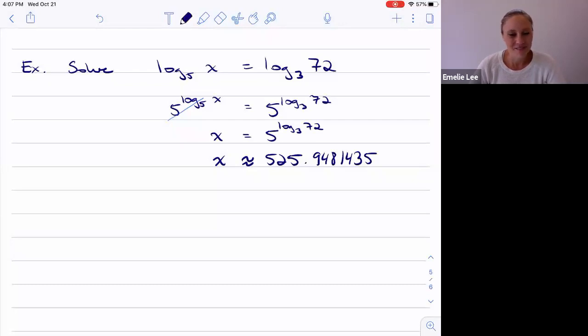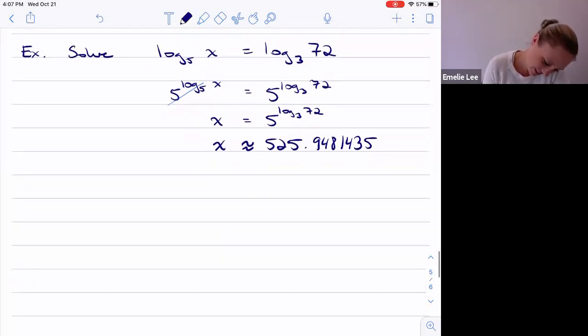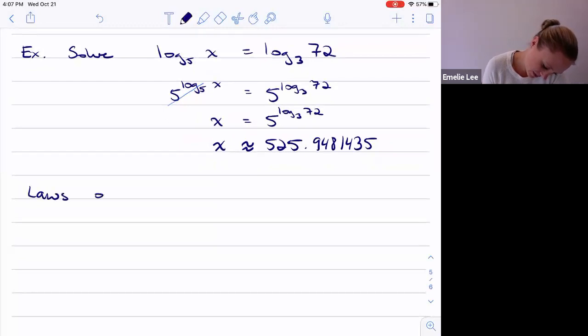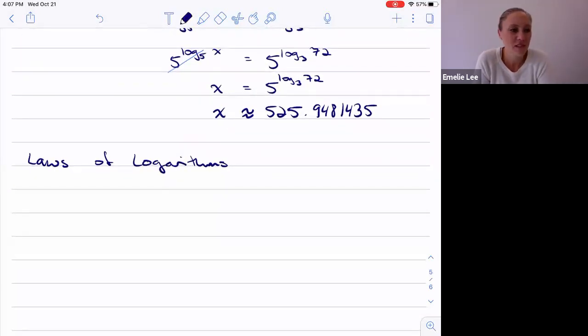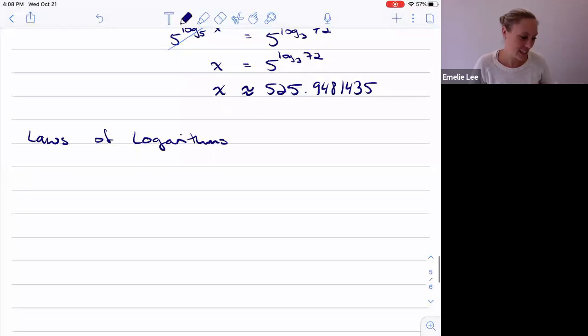Log laws. The laws of logarithms. These are what make logs so fun to deal with because it just feels like you can really control them for some reason, or maybe that's just me, but so fun. Capital F, fun.